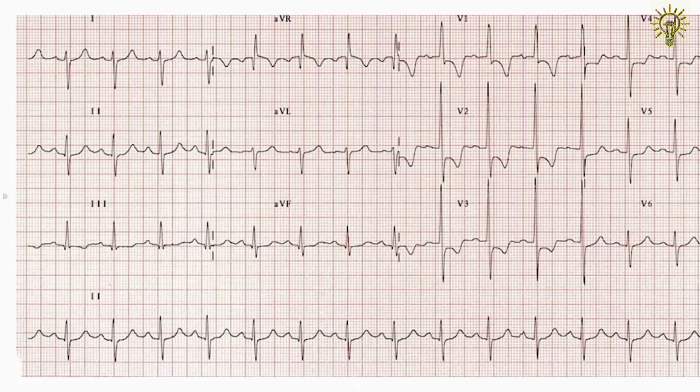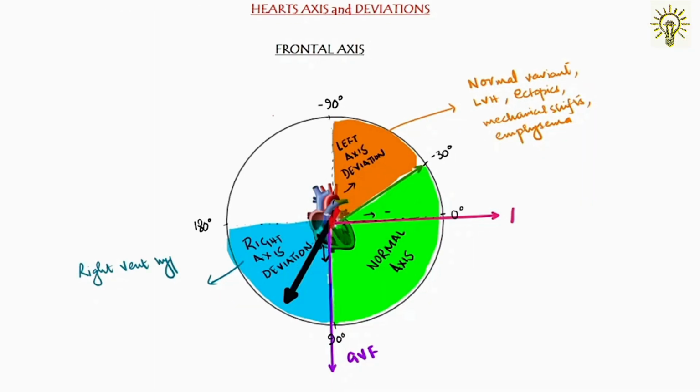So let's see axis deviation on this ECG, taking the two leads, lead 1 and lead AVF. There is negative deflection on lead 1, meaning vector is opposing direction of lead 1, and there is positive deflection on AVF. So a right axis deviation. So as said before, any condition such as COPD, pulmonary hypertension causing right ventricular hypertrophy would cause a right axis deviation. So in this way, calculating the axis deviation on ECG helps in giving vital information to reach a diagnosis.